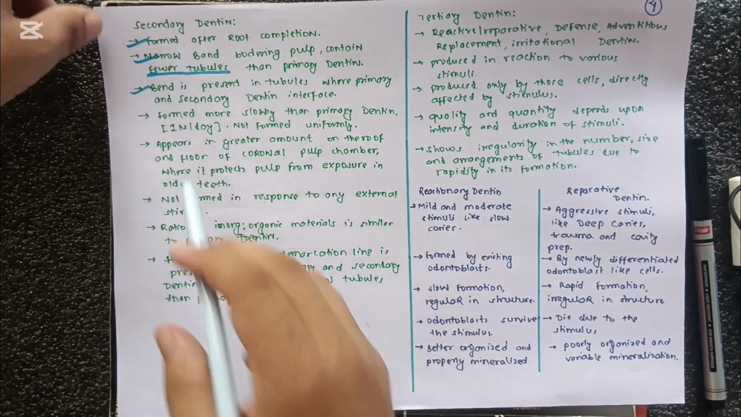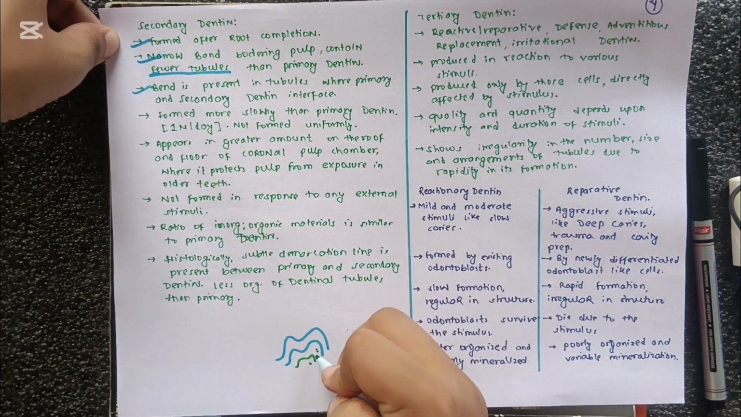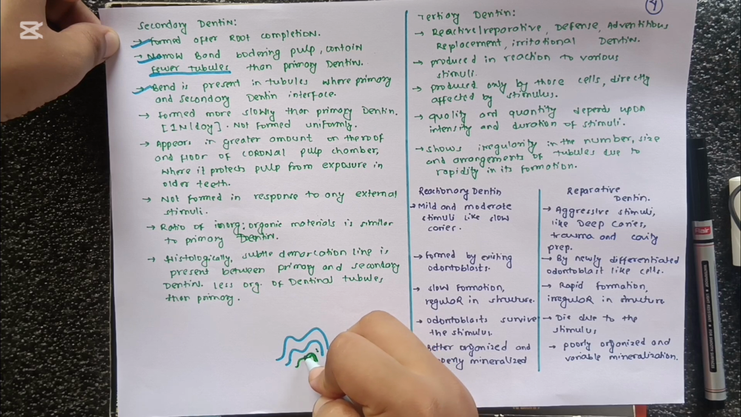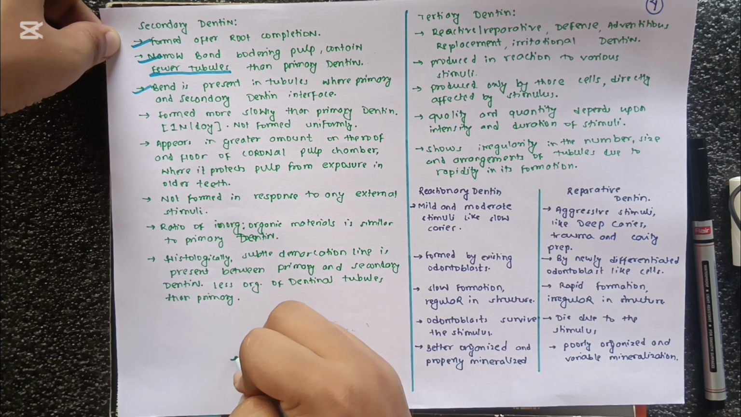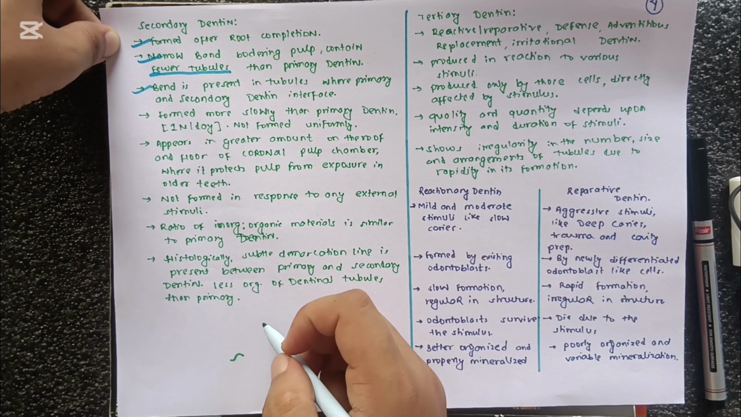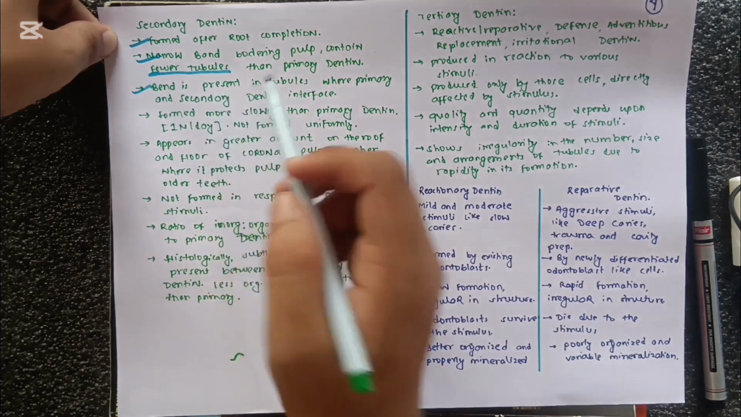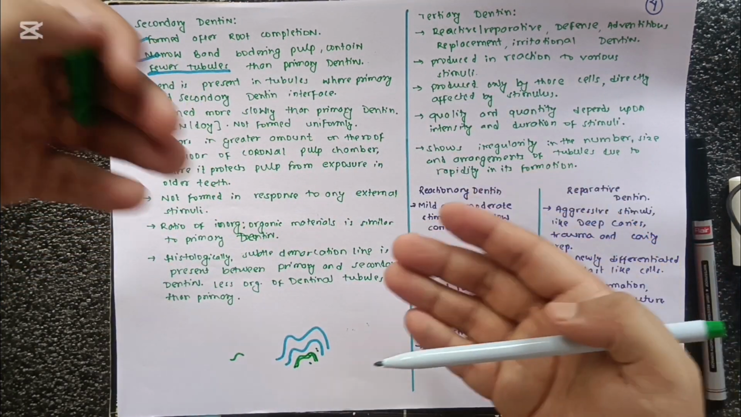As I have told, the secondary dentin is present just above this junction of pulp and dentin. So at this junction there is the presence of the secondary dentin, and in the tubules present in the secondary dentin, there is a bend between the tubules of the primary and the secondary dentin.